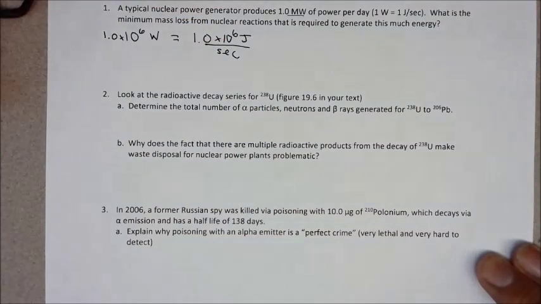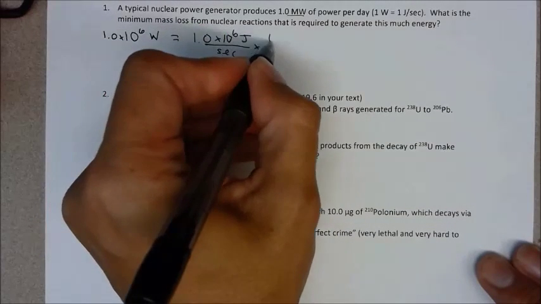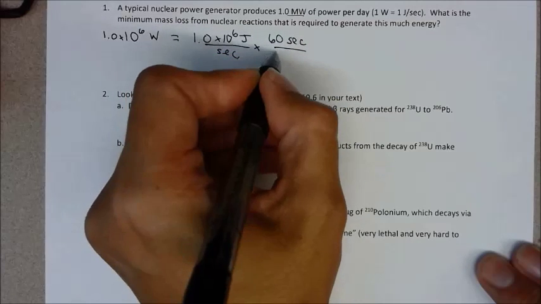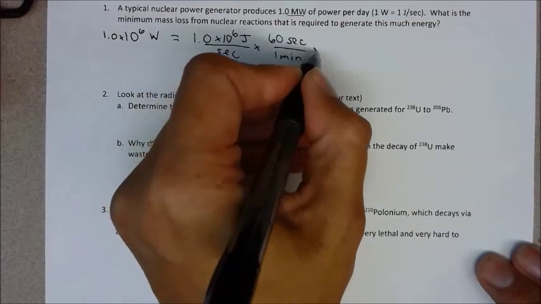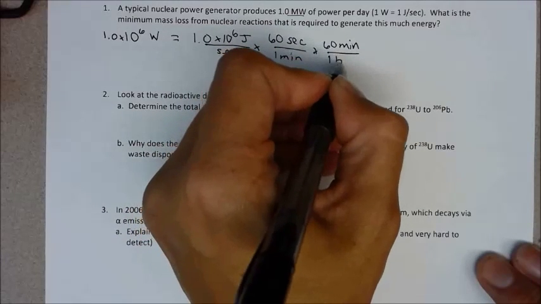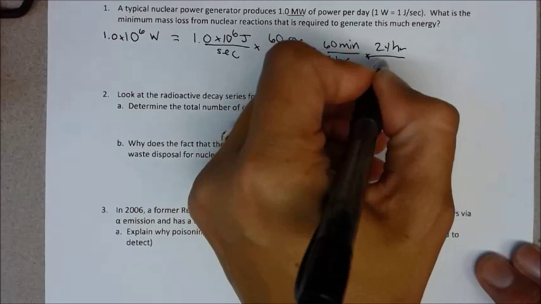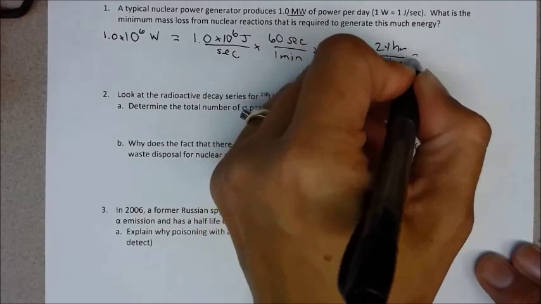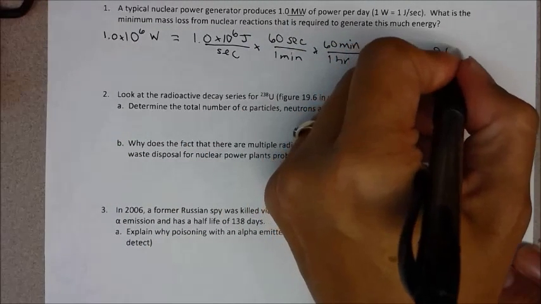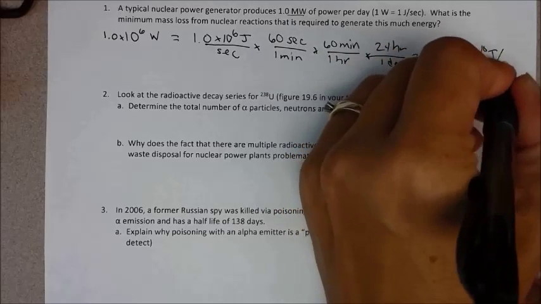But it's doing this for a day, so we need to figure out how many joules it outputs in that day. This is where it becomes a unit analysis problem. There are 60 seconds per minute, 60 minutes in 1 hour, and 24 hours in 1 day. So we need a total output of 8.64 times 10 to the 10th joules per day.